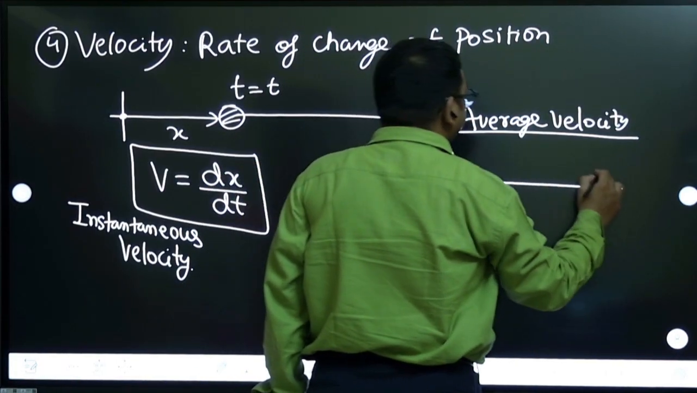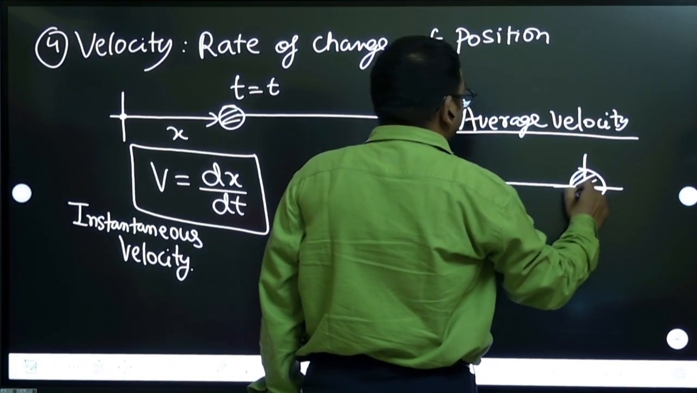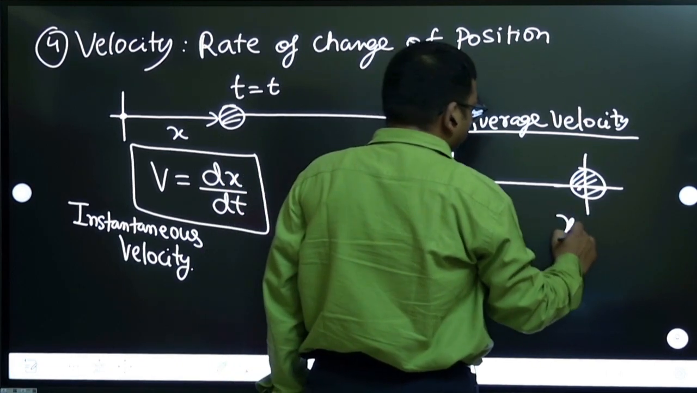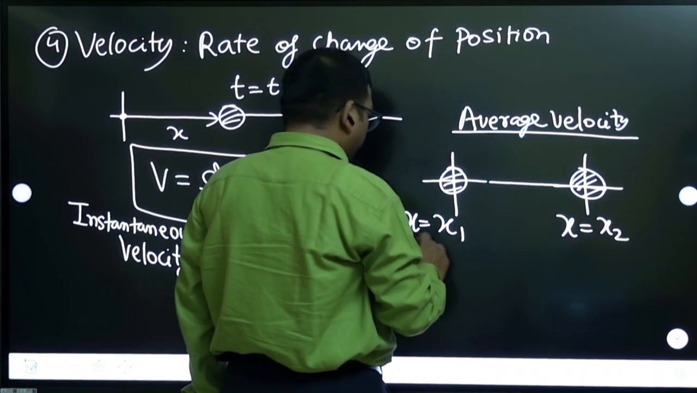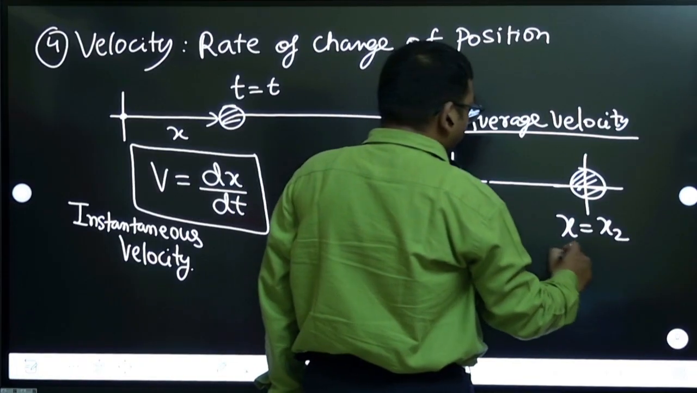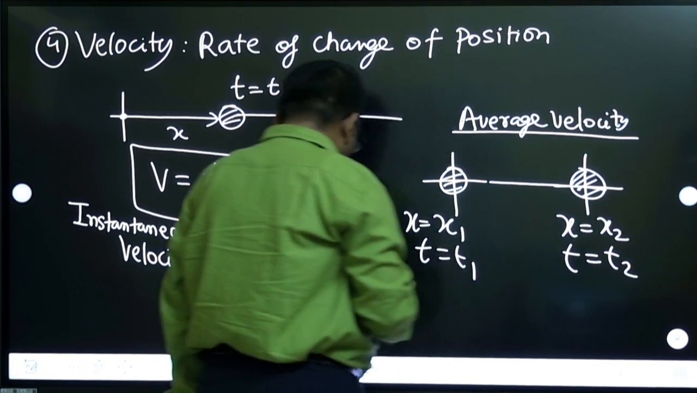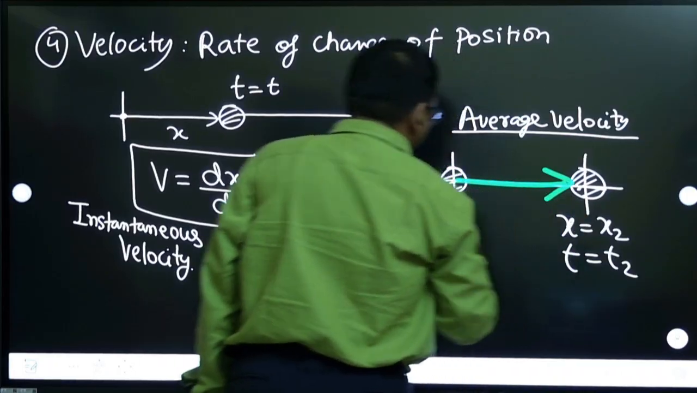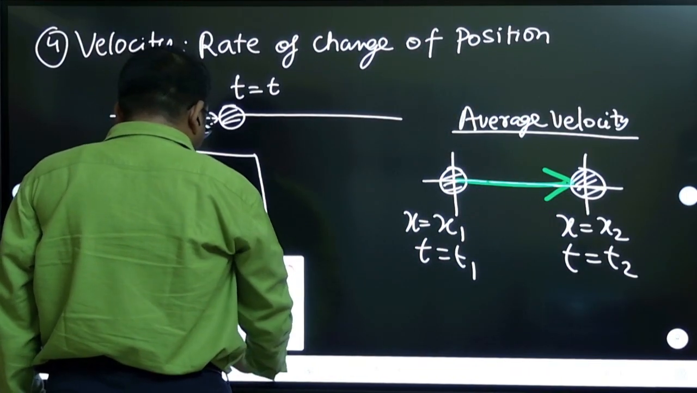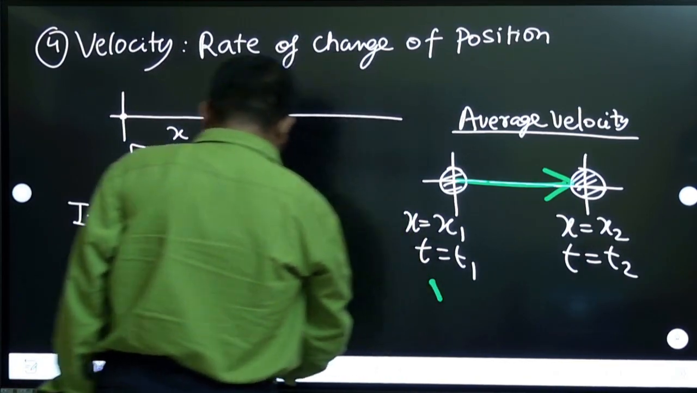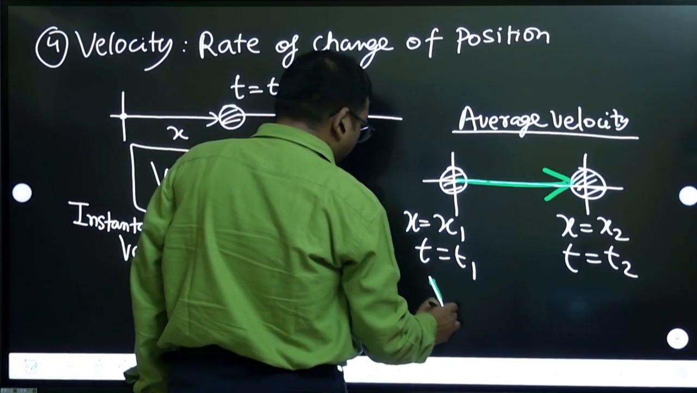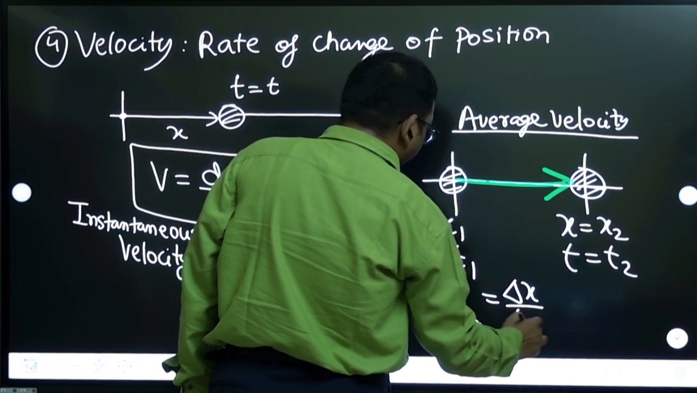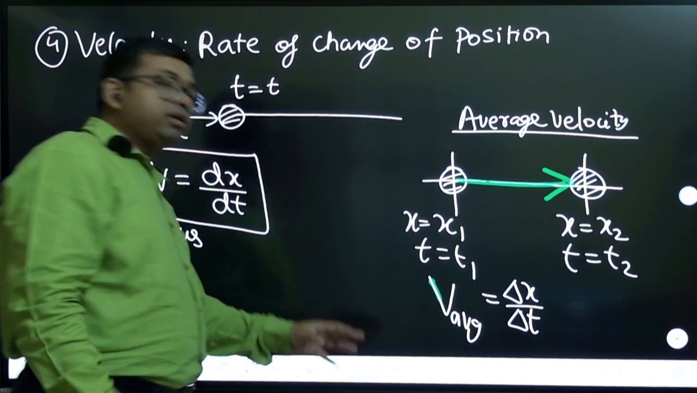So the body is moving and the body has come here. Suppose this position was x equal to x1, and this position is x equal to x2, and here time was t equal to t1, here time is t equal to t2, and the body has moved from the first position to the second position this way. So now what is called average velocity? V average is defined as total displacement by total interval of time, delta x by delta t.